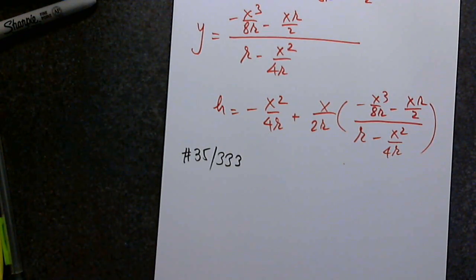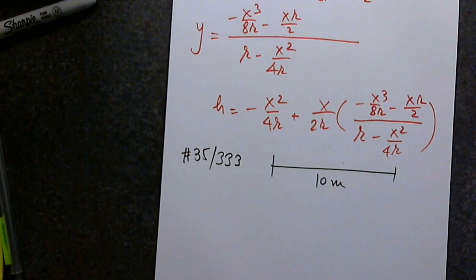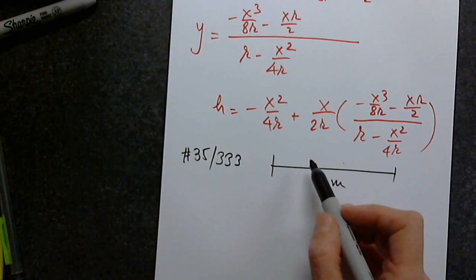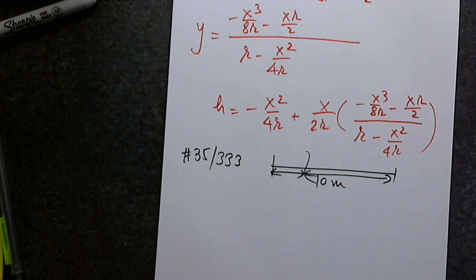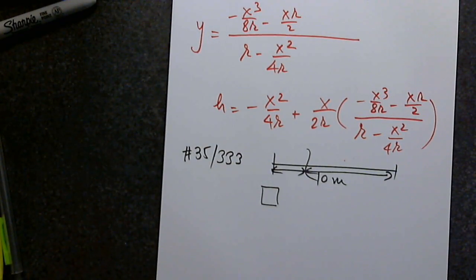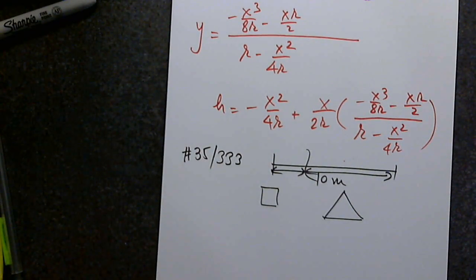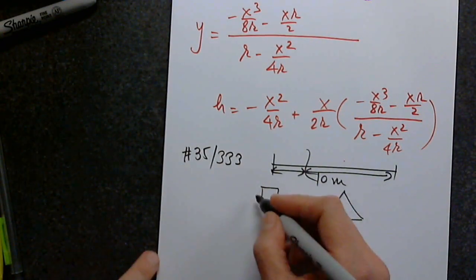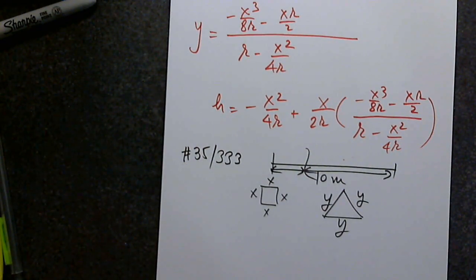And we have a piece of wire, 10 meters long. And it's cut somewhere. We don't know where. Let's say here. 2 pieces. And one piece is bent into a square. And the other piece is bent into an equilateral triangle. All sides are equal. Perfect. So I'm going to say that this is x and x and x and x, and this is y and y and y. And how should the wire be cut so that the total area enclosed?